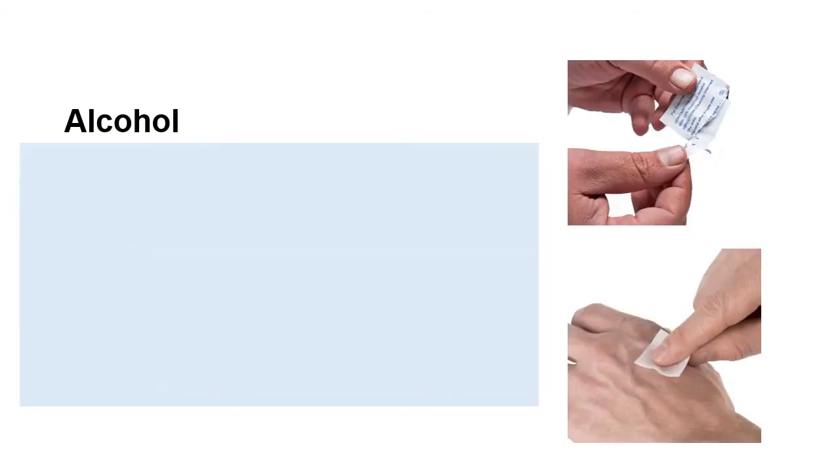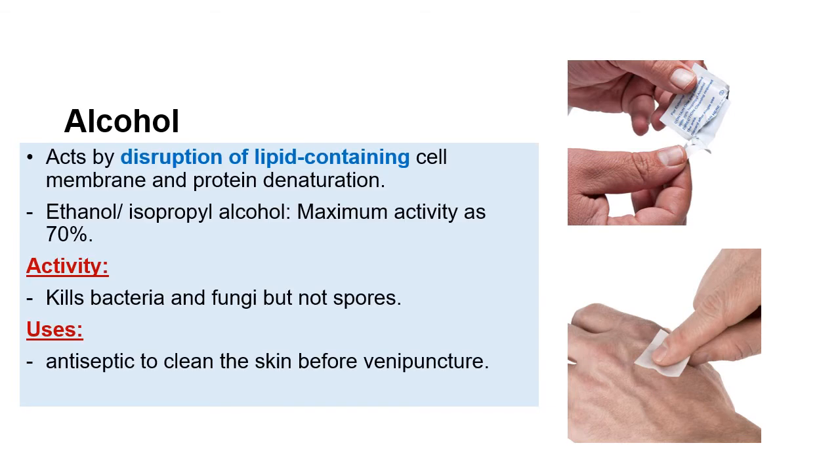So now we move to the first chemical agent, which is alcohol. As we mentioned earlier, it causes disruption or breakdown of lipid-containing cells. As we learned, the cell membrane of bacteria has a phospholipid bilayer, so it gets broken by the alcohol, and it can also cause protein denaturation. A good example of this is the 70% ethanol or isopropyl alcohol that we use in the hospital.